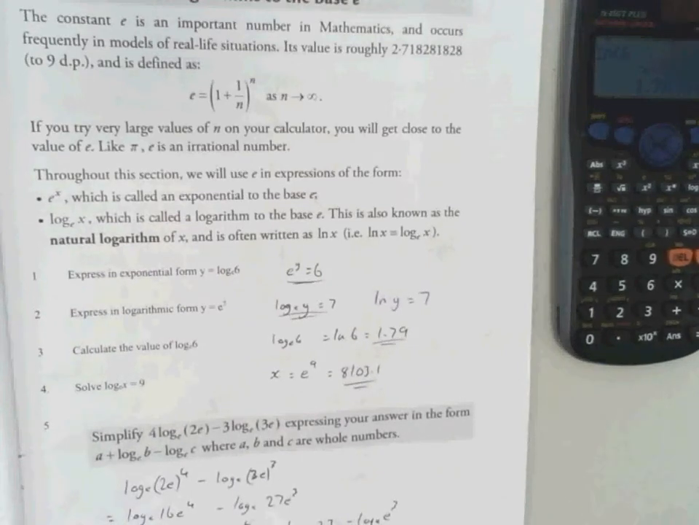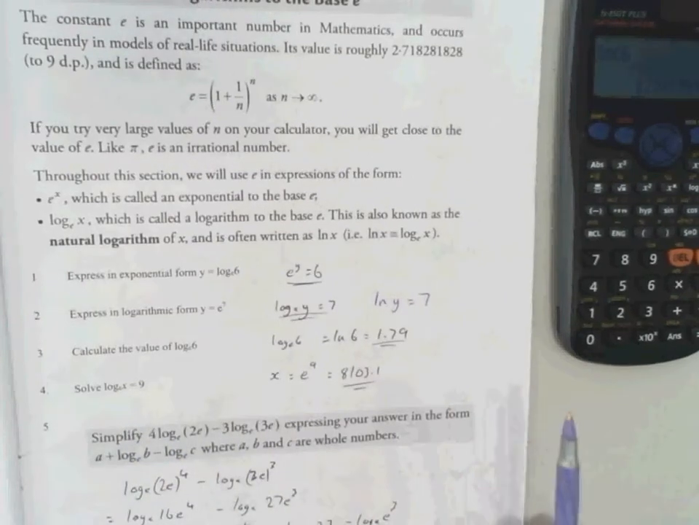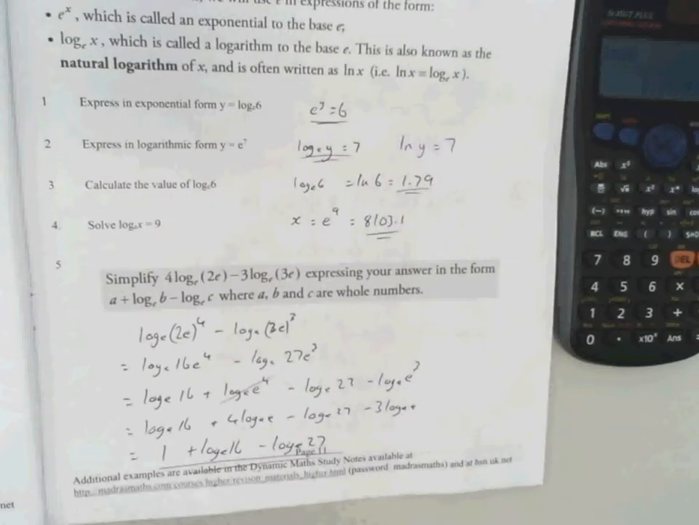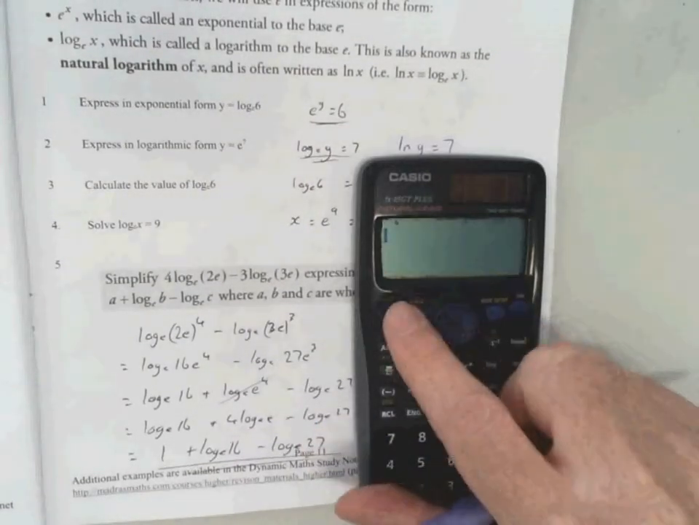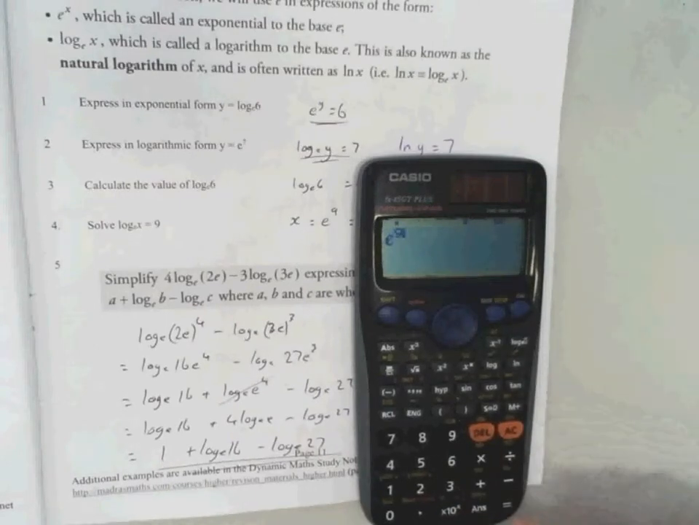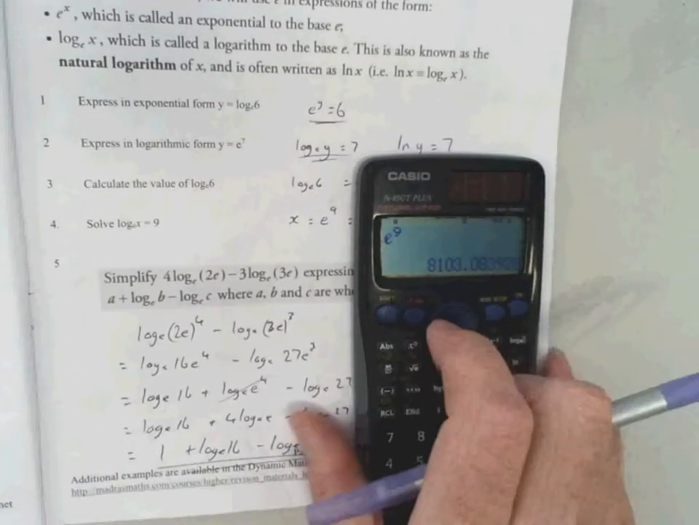Solve log to the base e of x equals 9. So moving from log format into exponential format, x will be e to the power 9. So again, just type that in. There we go, 8103.083.